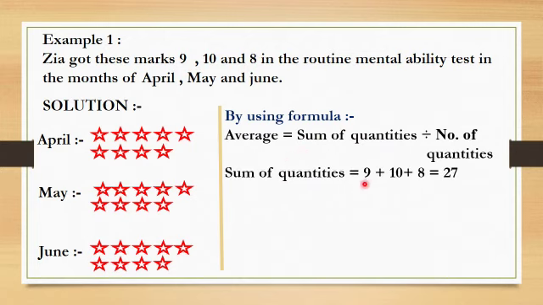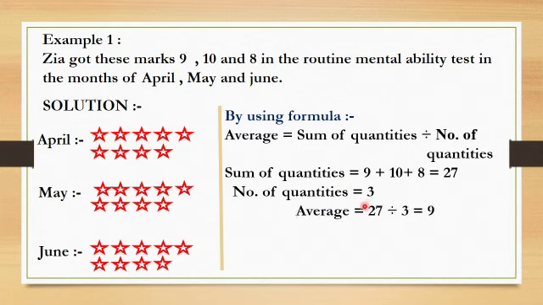So sum of quantities is equal to 9 plus 10 plus 8, the marks which Zia got in the month of April, May and June. We have to find the sum. That is equal to 27. Number of quantities means this average is taken over a period of 3 months. So the number of quantities are 3 here.